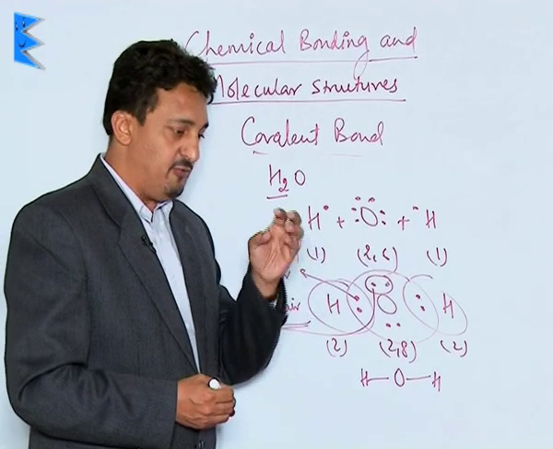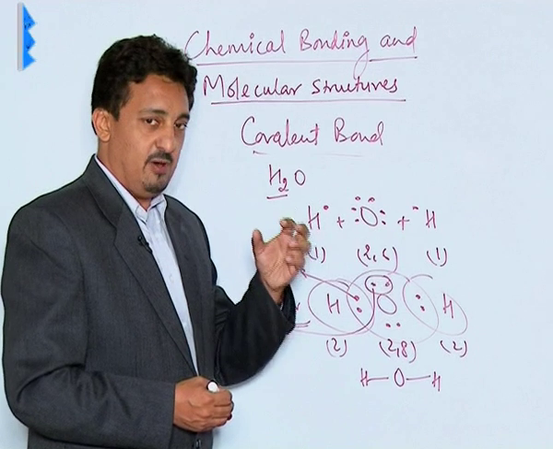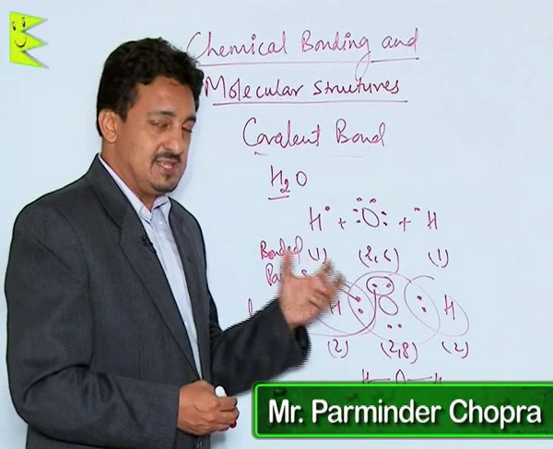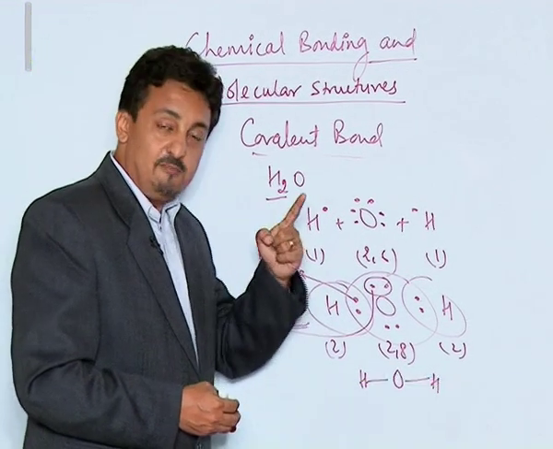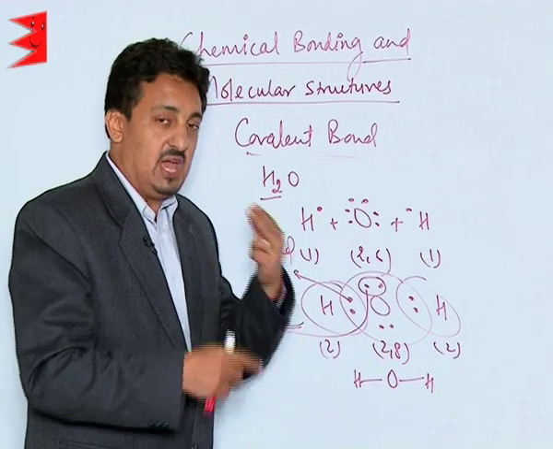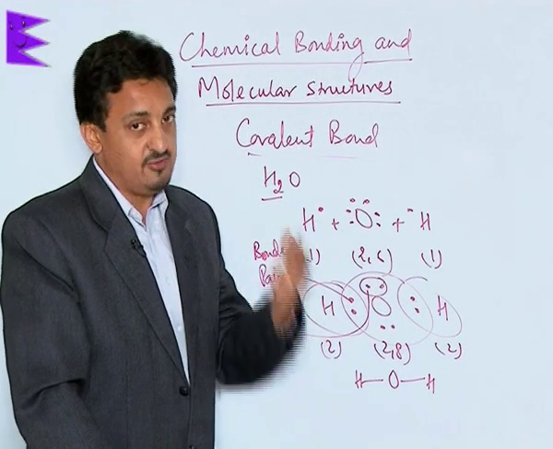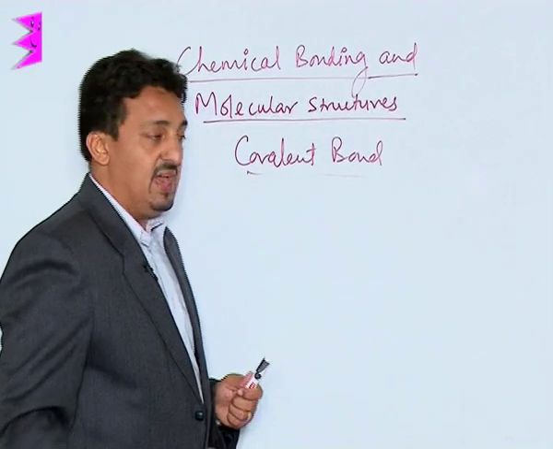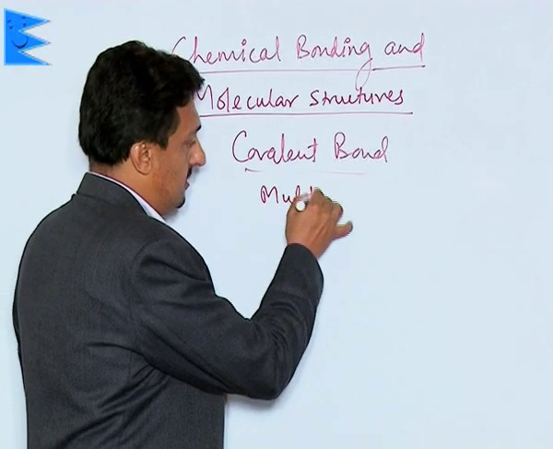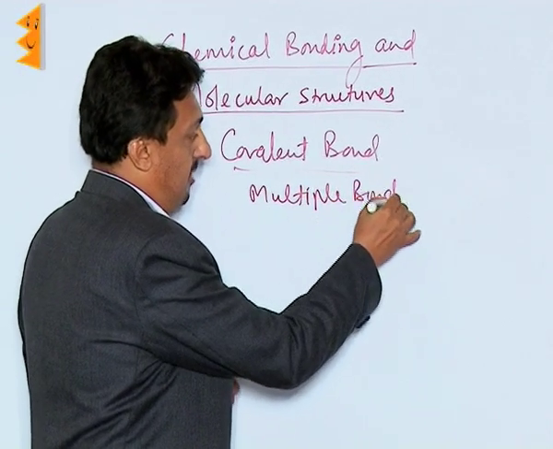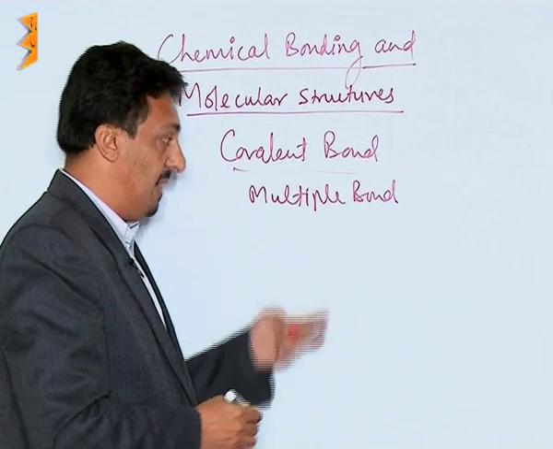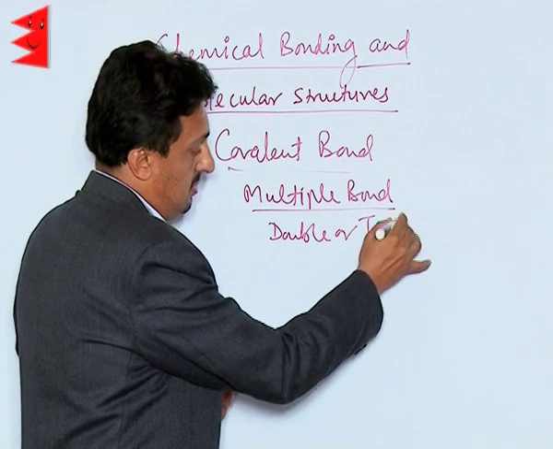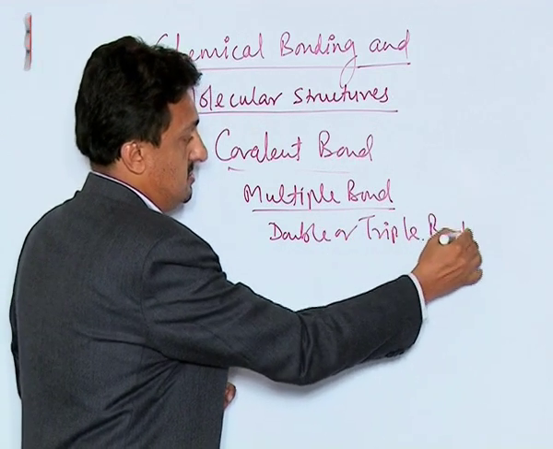Now, after understanding the formation of covalent bonds with the help of the Lewis-Langmuir concept and Lewis dot structures, let us understand that it is not only one pair which is always shared between 2 atoms. It can be more than 1. It can be 2 and it can be 3 also. So let us take examples where we have multiple bonds. Multiple bond means not only single, we have double or triple bonds.